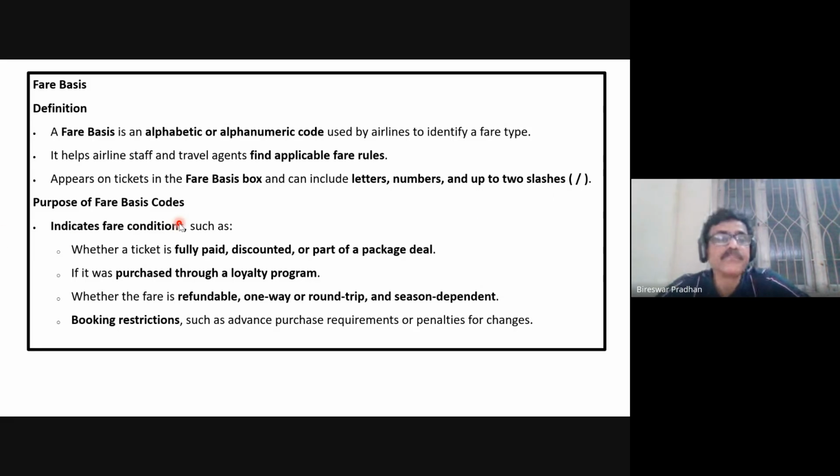Purpose of the fare basis code: indicate fare conditions such as whether a ticket is fully paid, discounted, or part of a package deal; if it is purchased through a loyalty program; whether the fare is refundable, one way, round trip, and season dependent; and booking restrictions such as advance purchase requirements and penalties for changes.